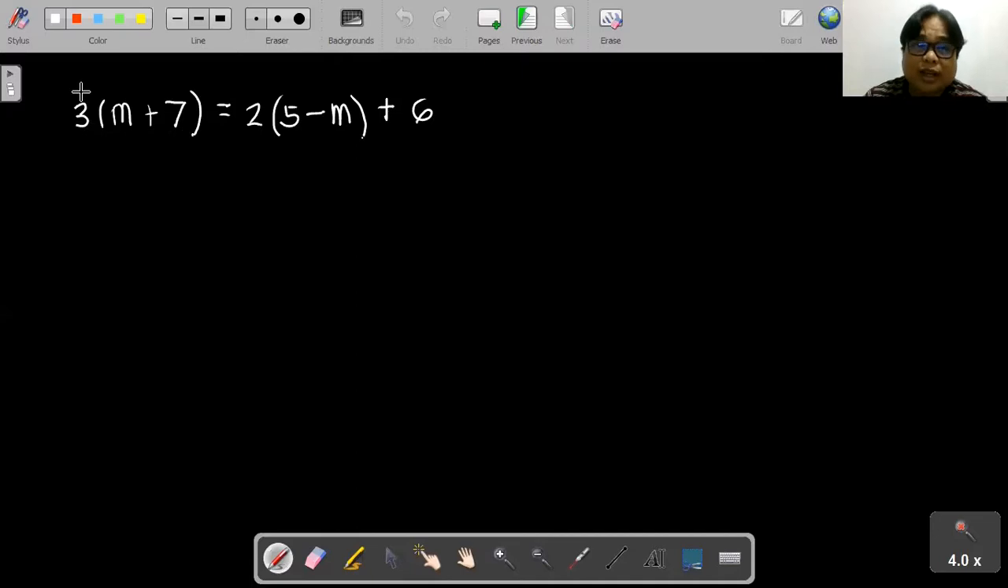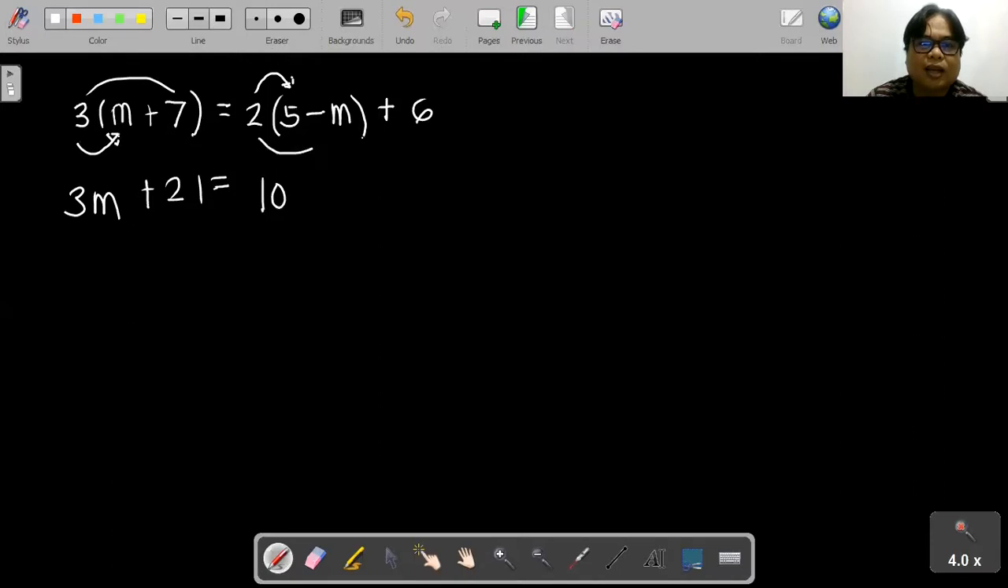To get rid of the parentheses, again, we will distribute the 3, multiply the 3 to the first term inside the parentheses. So 3 times m becomes 3m. Then 3 times 7 becomes plus 21, equals. And then the 2 here should be distributed, or multiplied. It becomes 2 times 5, that's 10. And then again, multiply it here. So it becomes minus 2m plus 6.